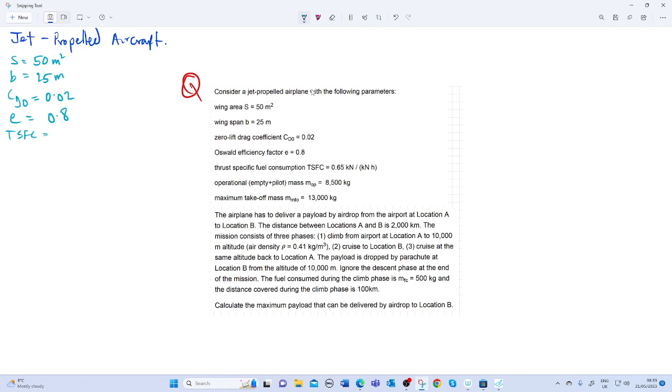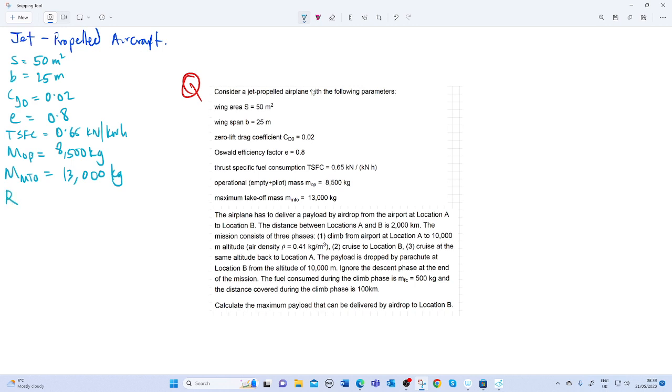the TSFC 0.65 kilonewton per kilonewton hour, the MOP, that is the mass of the aircraft with the pilot, 1,500 kilogram, the maximum takeoff weight, 13,000 kilogram.